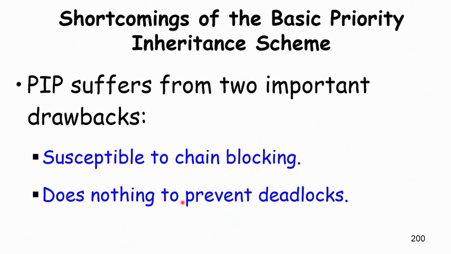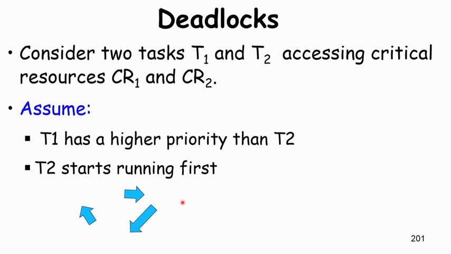So, when we use the basic priority inheritance scheme, the tasks may get deadlocked, but we will see that more sophisticated algorithms, which are basically improvements over the basic priority inheritance protocol, overcome these problems. First, let us try to see how deadlocks occur when the priority inheritance protocol is used.